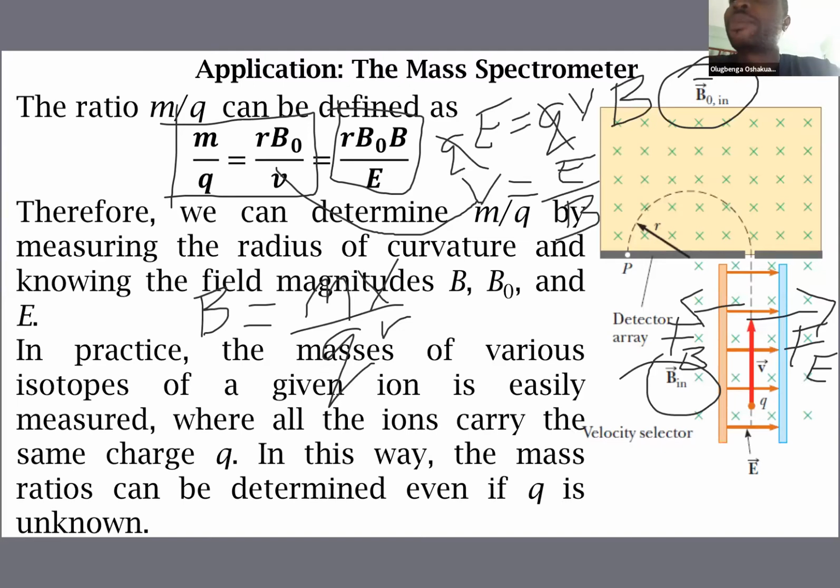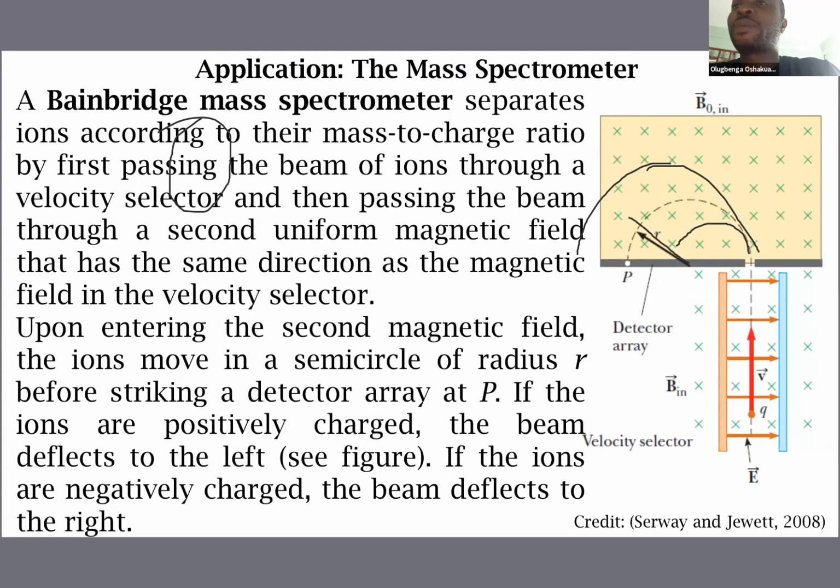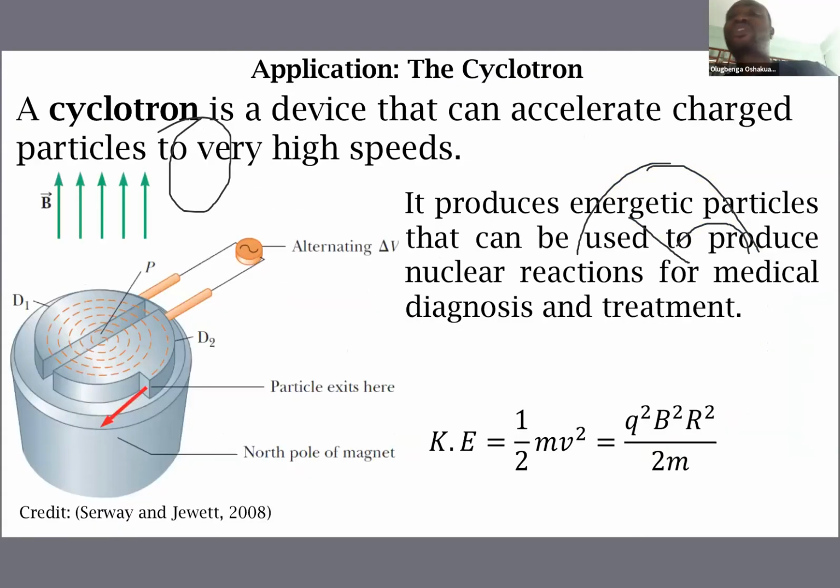Let me clear the screen. When we have a large mass to charge ratio, that means the radius R we have here, this is the radius R, will also be large. But if it has a small mass to charge ratio compared to what we already have on the screen, it's going to form a smaller semicircle. If it's a large one, it will have a larger semicircle. So with this device and the application of electrodynamics of charged particles, it can be used in applications like the mass spectrometer, velocity selector, and also the cyclotron.